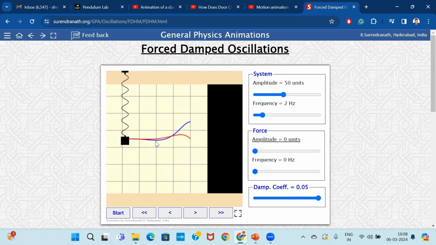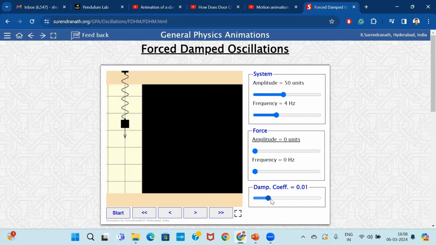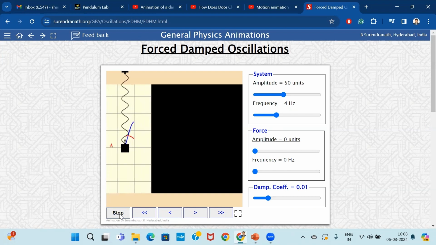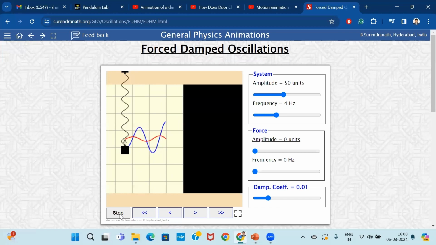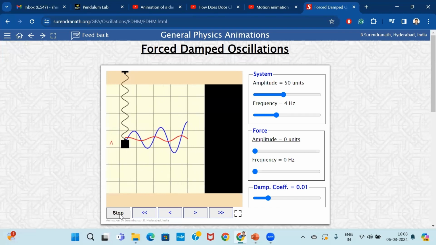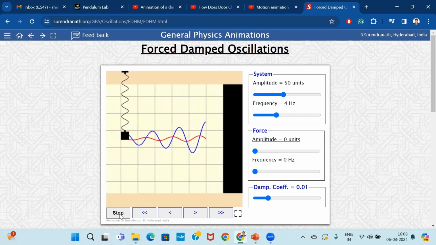And the third one, what is the third one? b square less than omega square. That means damping is very low. For example, I will take damping very small here. Then what will happen? See here. Here it is making oscillations, but the amplitude of the oscillations is decreasing.